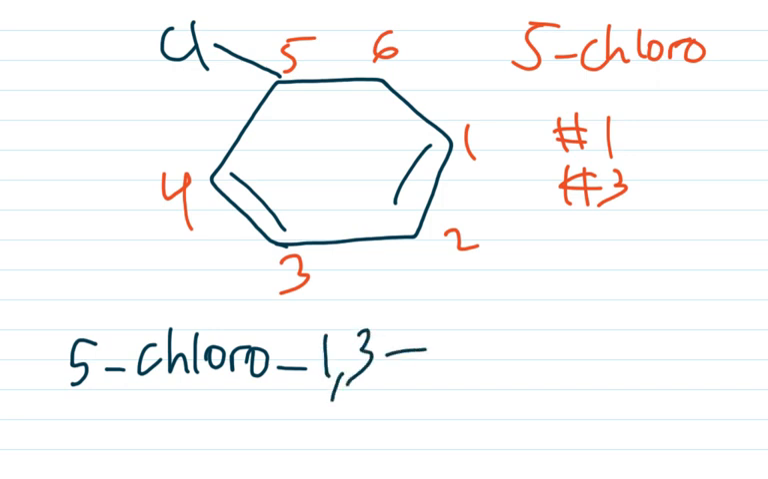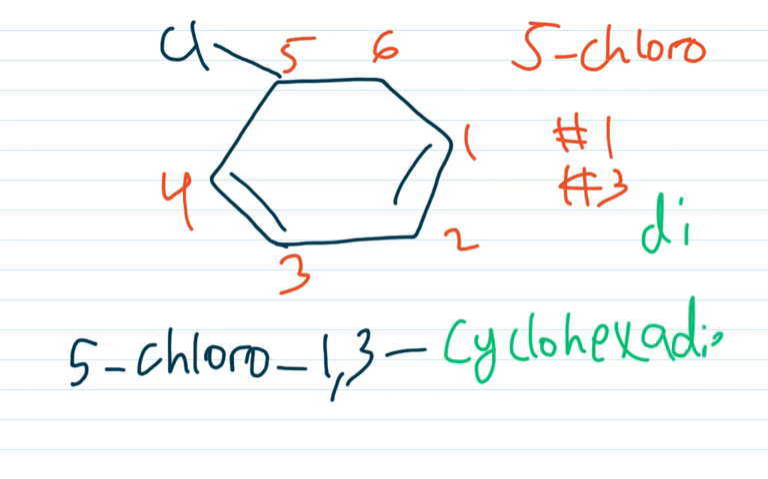We have a 6-carbon ring. So that would be a cyclohexane, right? But we have 2 double bonds, and the prefix we use for 2 would be di. So we would say we have a cyclohex, right? Because it's a cyclic ring and 6 carbons. But then we have 2 double bonds, so it'd be hexadiene, right? And that's it for this video.